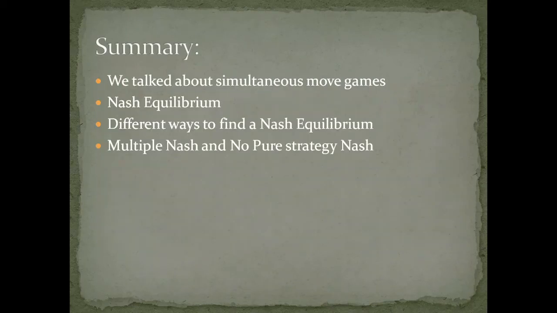Now, to summarize, basically we've talked about simultaneous move games. What do you mean by that, or the definition of that? Then we've introduced the concept of Nash equilibrium, different ways to find a Nash equilibrium, and finally we have talked about multiple Nash and no pure strategy Nash, and what to do in those situations is going to be discussed in the next or consecutive lectures.